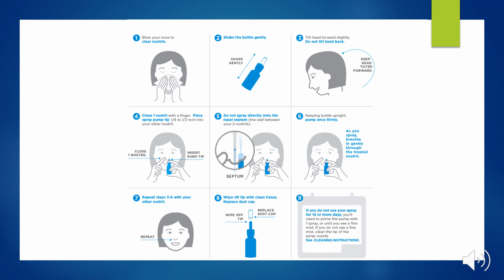And then ultimately, throughout the process, make sure you keep the bottle upright and pump once firmly whenever you're ready and you've got everything set up, steps 1 through 5. And then as you spray, breathe in through your nose gently, not forcefully. And then you'll repeat these steps with the other nostril. Caring for your product is essential as well. You want to wipe off the tip with a clean tissue at the end, and then replace the dust cap to keep it clean and sanitary. If you don't use your spray for 14 or more days, you'll need to prime the pump again. Initially when you first get an intranasal product, you'll have to prime it with about 2 sprays. I typically do it in the sink, and then your product will be ready for use.